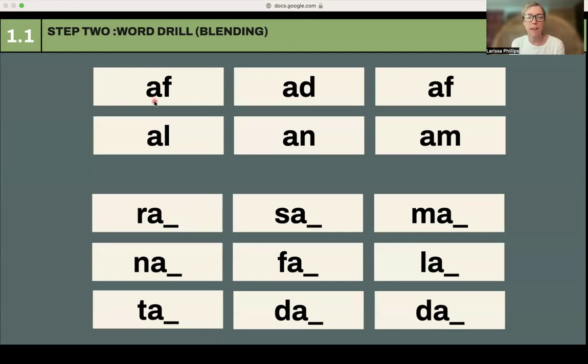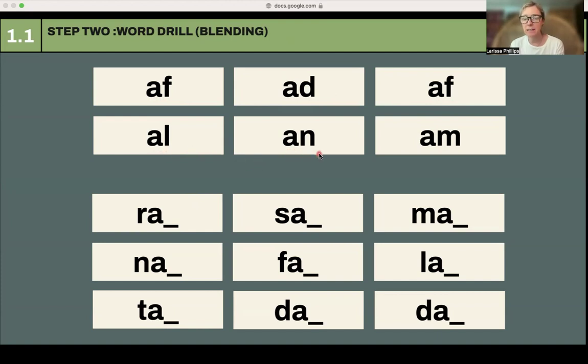Okay, so here we have ah. So let's blend that together. And I recommend dragging out the vowel. Af. Af. This is not a real word. We're often going to work with words that are not real. Af. Add. Add. Af. Again, same nonsense word. Al. Al.